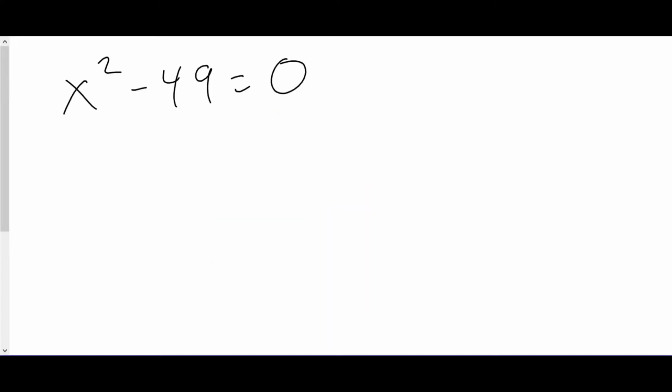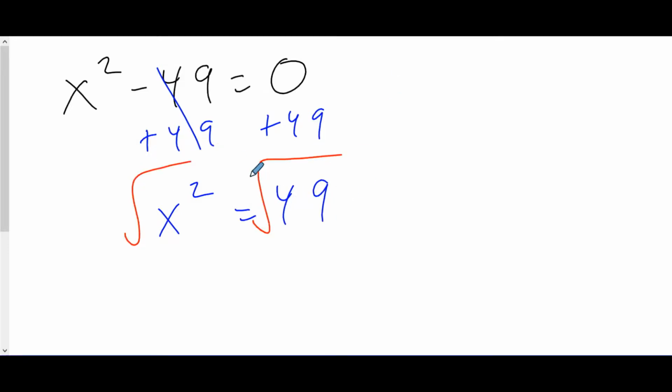Next, x squared minus 49 equals 0. I want to isolate my x squared term. So I want to get rid of this minus 49, add it on both sides. So x squared equals 49. Take the square root on both sides. Don't forget your plus or minus. X equals, hey, 49, that's another perfect square. So I can just simplify it to plus or minus 7, which again is positive 7 and negative 7.